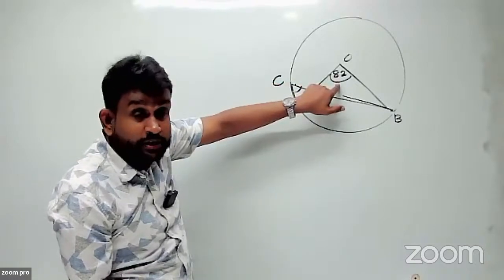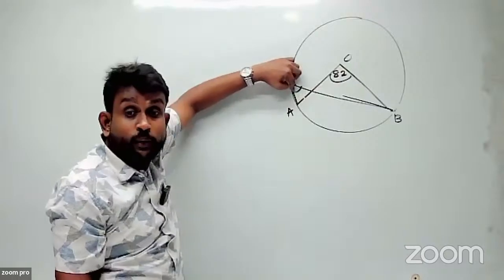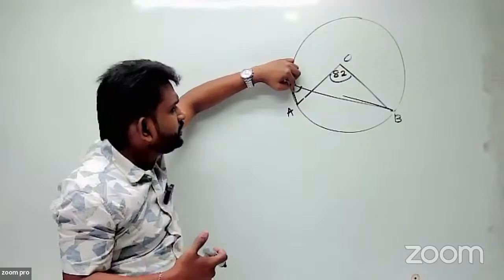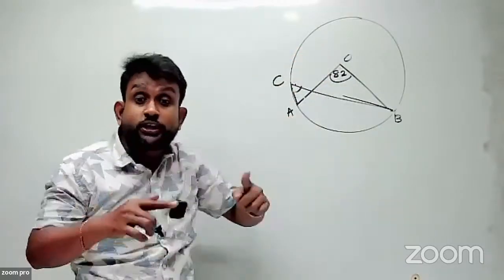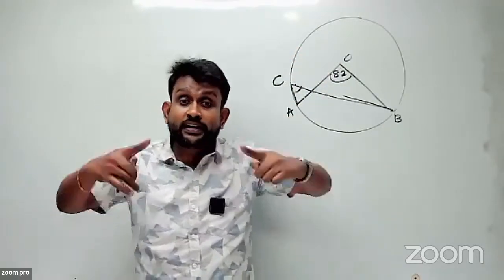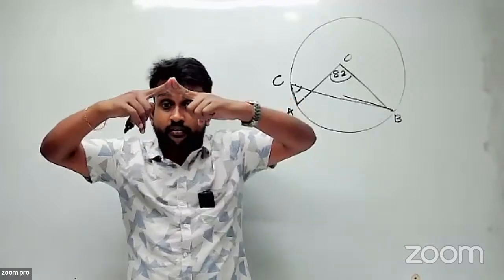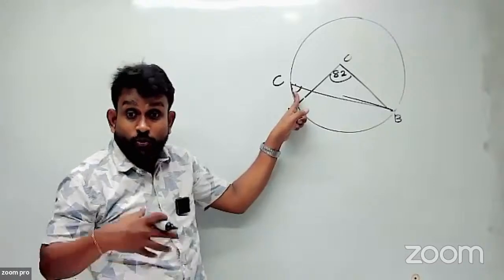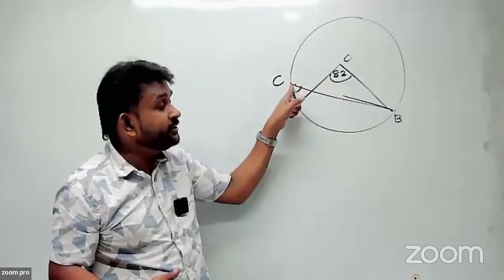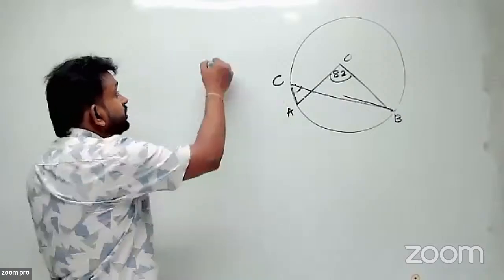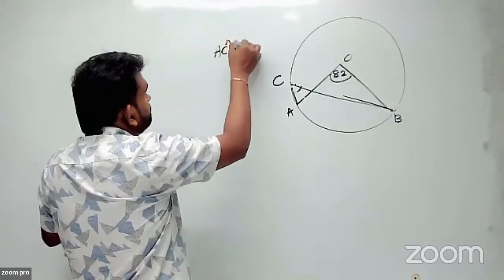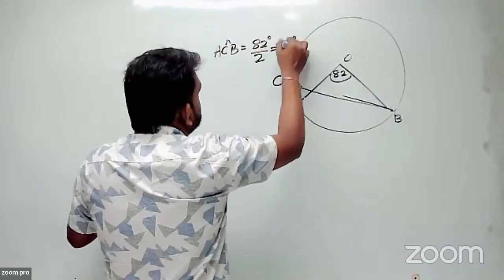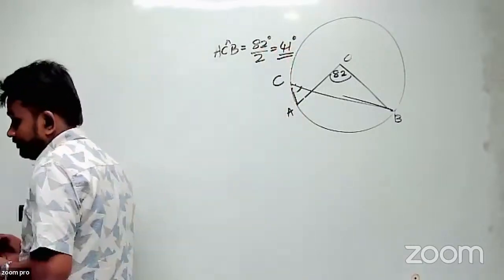So what is the relationship? Half of that is this one, right? Some students get confused whether it is twice or half. Now check the angle size. When you subtend at the center, the angle is bigger, right? But when you subtend at the circumference, you see the angle is smaller. Then no issue, right? Just divide by 2 and take care. So ACB equal 82 divided by 2, 41 degrees. Right.